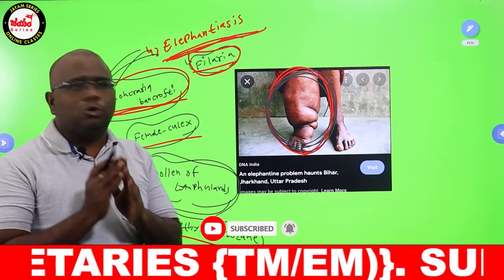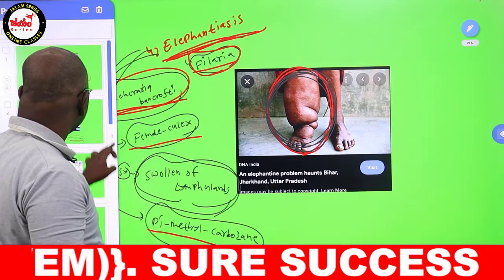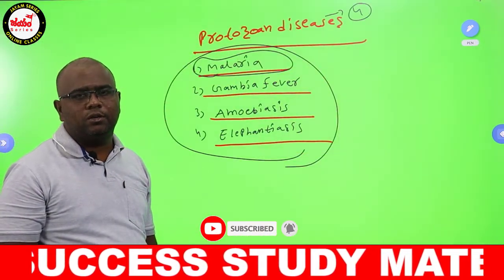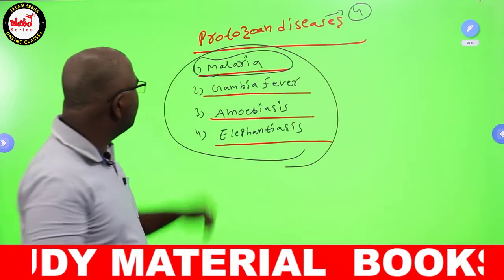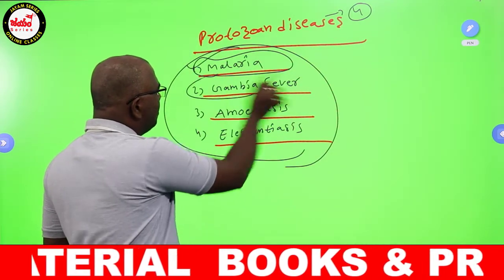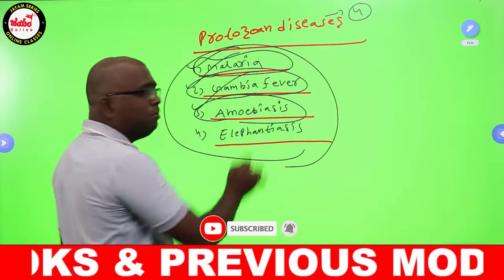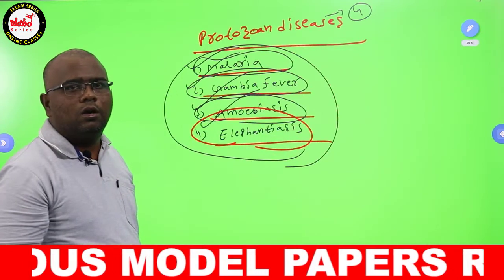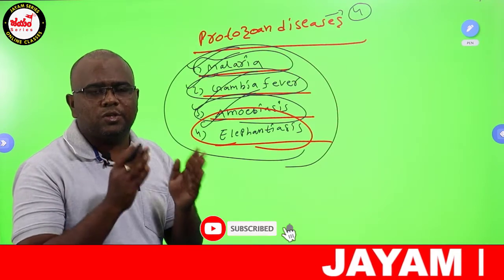Total four protozoan diseases are completed: malaria, Gambian fever, amoebiasis and elephantiasis. Viral diseases are completed, and protozoan diseases are completed.